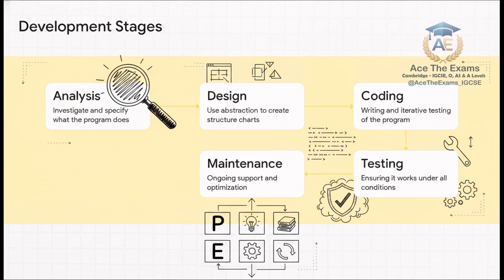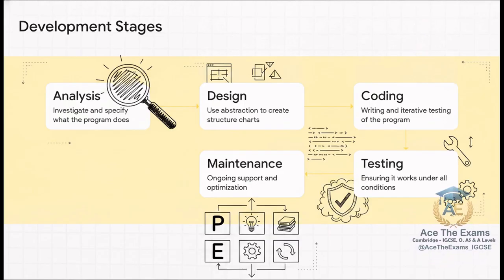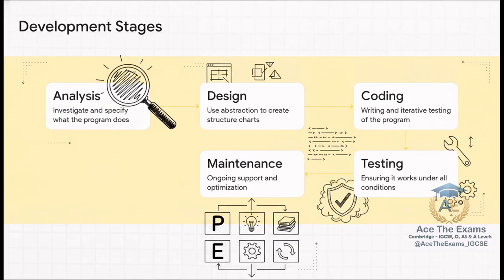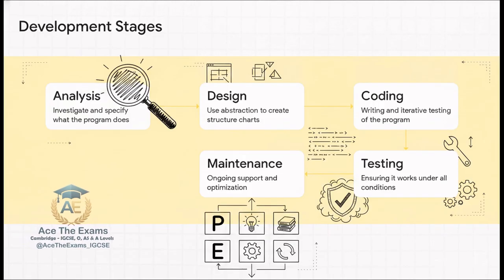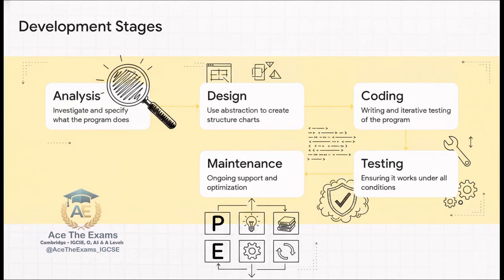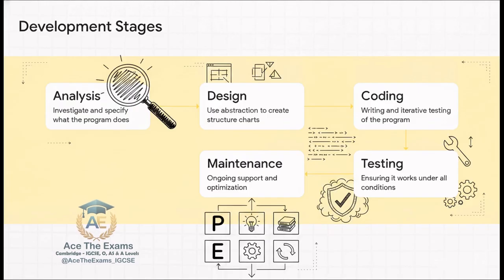Now, when answering exam questions on these stages, top-tier students don't just list facts like our friend Alex. They use a specific framework called PEAL. That stands for Point, Evidence, Explanation, Link. You make your point, you provide evidence from the specific scenario in the question, you explain how the computing concept works, and crucially, you link it back to the command word's requirement.